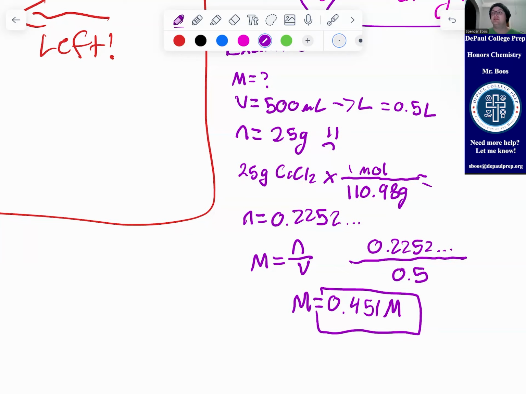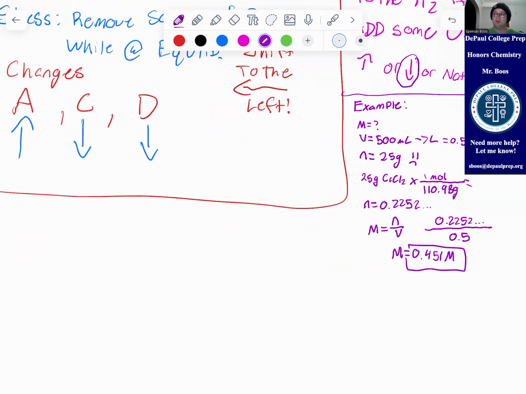Will we have to define a specific rate constant? Yes, you may need to in like a multiple choice question or in a short answer question.